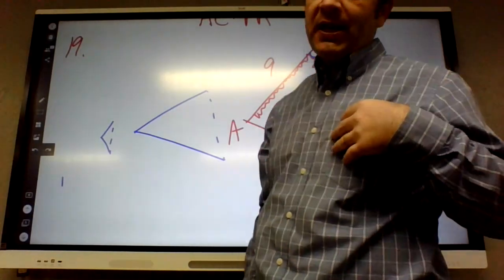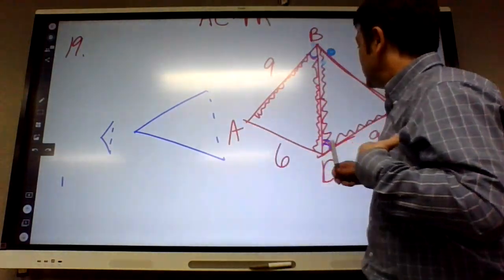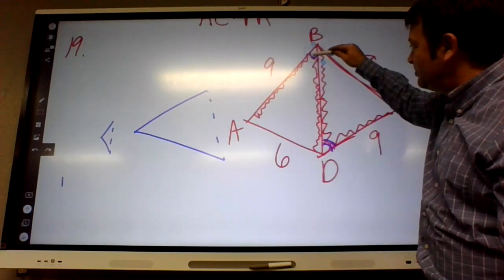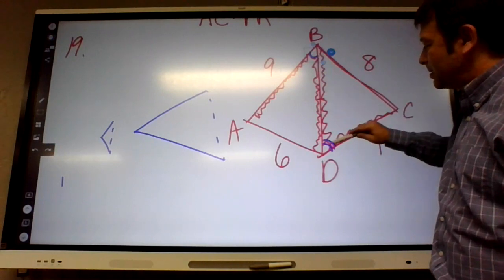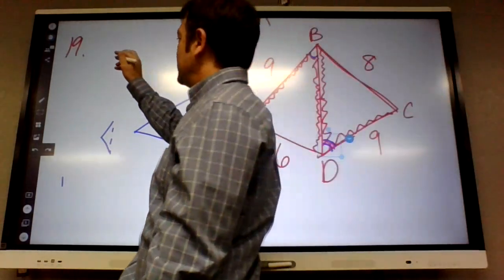So it says angle ABD and angle BDC. So this one, it mentions first, compared to this one. So this is less than that. So anyway, the answer is less than.